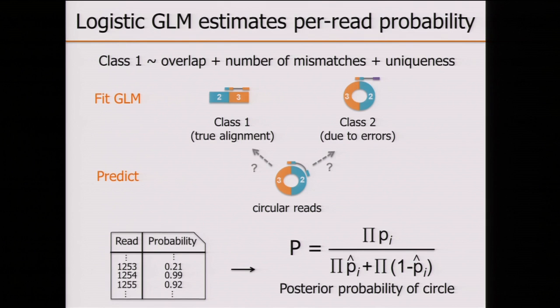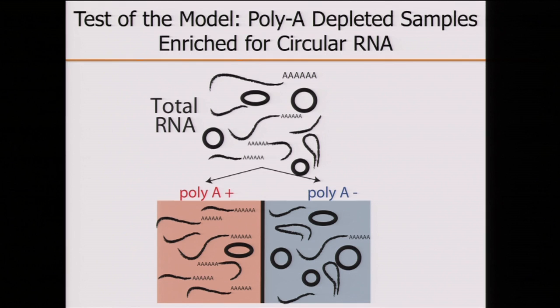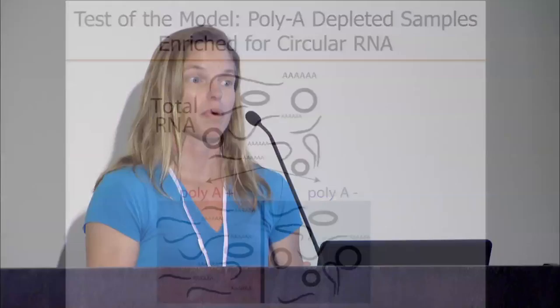So one of the ways that we tested our model is by analyzing RNA-seq data that was generated by two different library prep protocols for the same cell type. And so we know that in poly-A plus libraries, circular RNA are depleted because they don't have poly-A tails. Whereas in poly-A minus libraries, they're going to be more abundant. But these preparation protocols aren't perfect, and so you're still going to find some circular RNA in the poly-A plus libraries. But the majority that you find are probably going to be false positives, and the true positives that you do find are probably going to be at lower levels because of partial depletion.